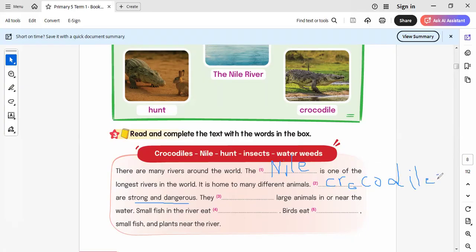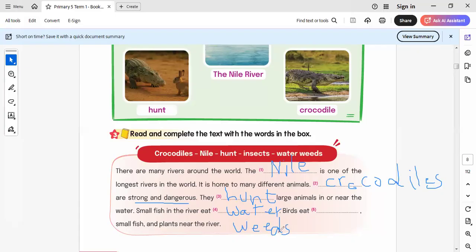Let's go to another sentence. They hunt large animals in or near the water. It will be they what? They hunt. They hunt large animals in or near the water. Small fish in the river eat what? Eat water weeds. Water weeds.